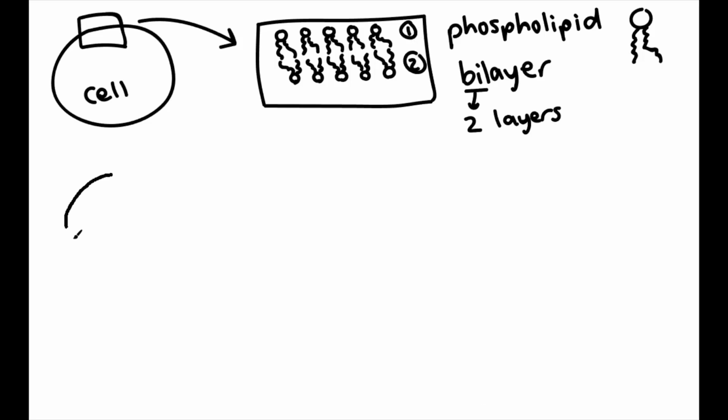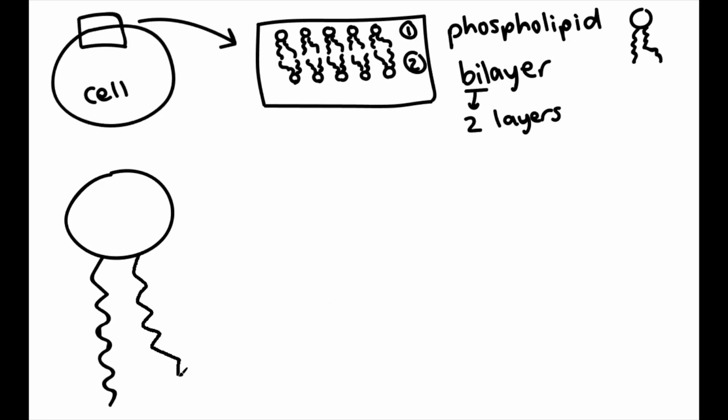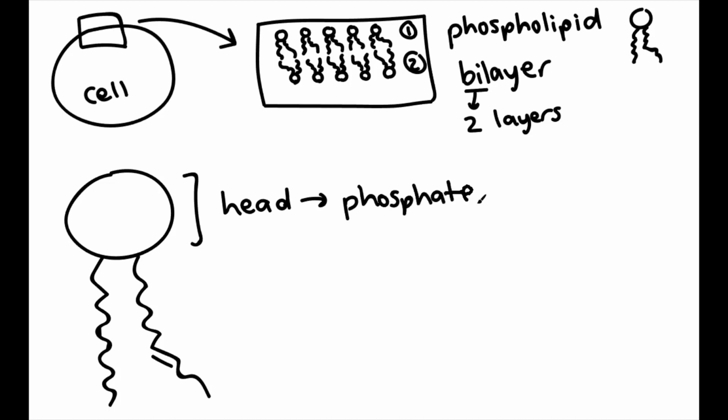What's so special about these phospholipids? Well, they are made up of primarily two components, which you can probably guess from the name. A phosphate group that contributes the phospho part of the name, and lipids. This circle over here represents the head of the phospholipid, which includes a phosphate group. These two lines are the tail, which are made up of lipids.